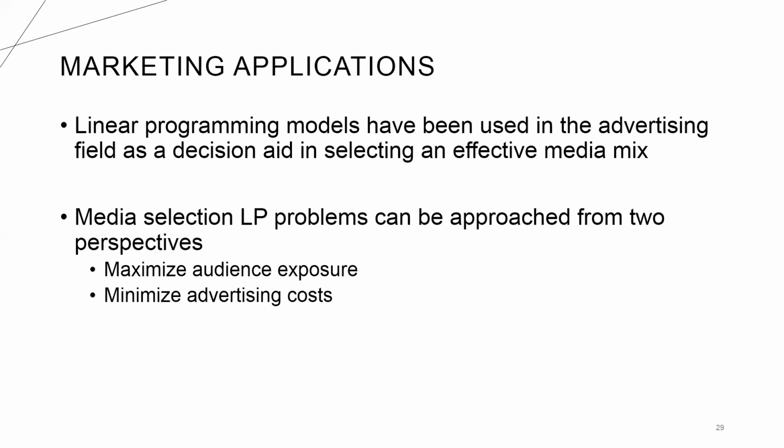Either we're going to have a budget and we're going to try to maximize our audience exposure within that budget, or we might go the other way. We might say we have a certain amount of audience exposure we want, and we want to do that as cheaply as possible, right? So those will be two ways to go. We're either going to say we know in advance what the audience exposure should be, and we're going to minimize our costs, or we can say we know in advance what the costs are going to be, and we're going to maximize our audience exposure.